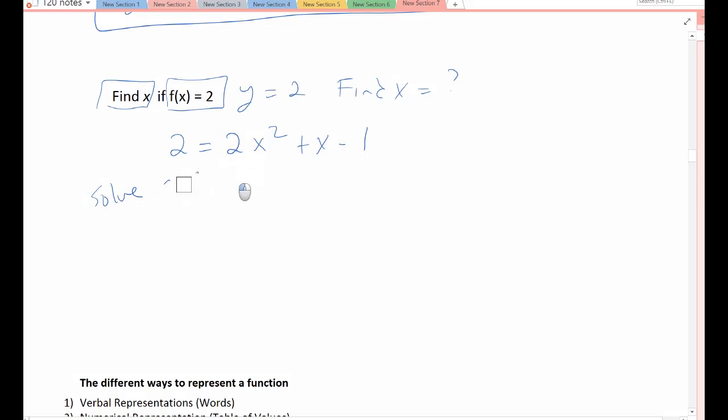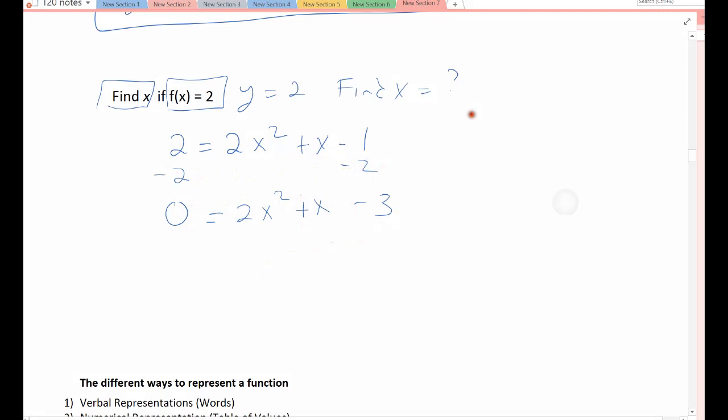Or maybe I won't solve graphically. Maybe I'll solve it by hand, by factoring. So solve it by factoring first. The first thing you do when you solve it by factoring is set it equal to 0, so move the 2 over. So I get 0 equals 2x squared plus x minus 3.